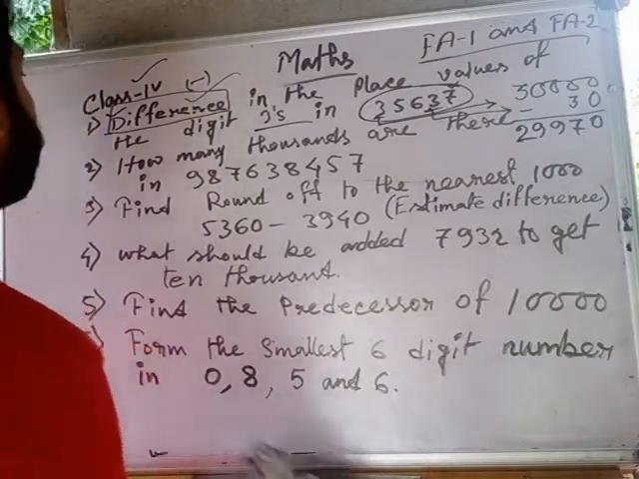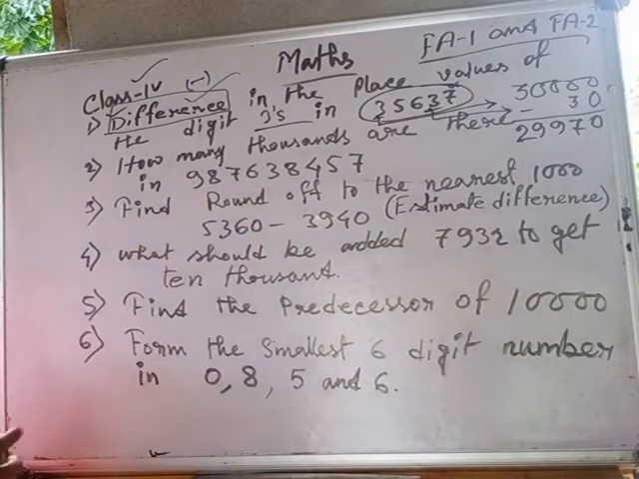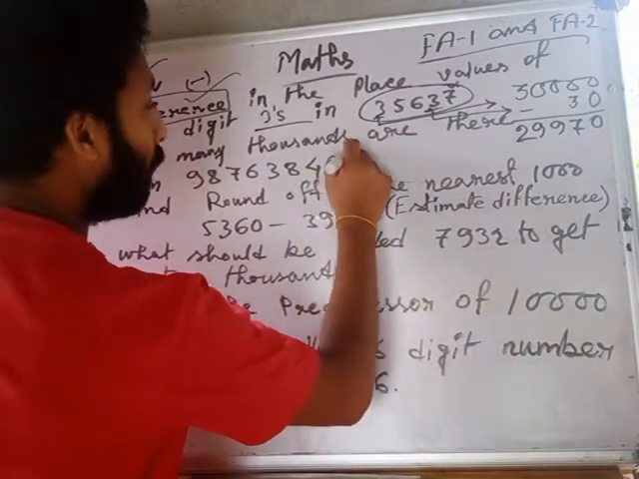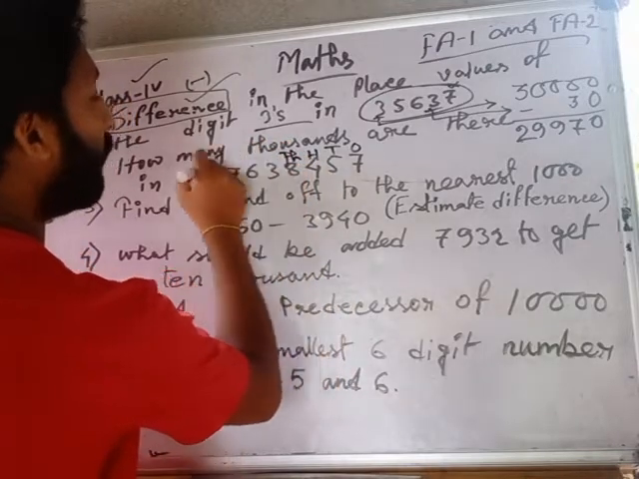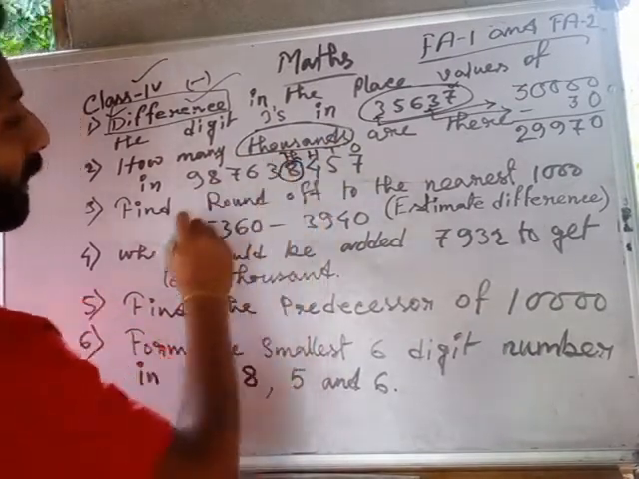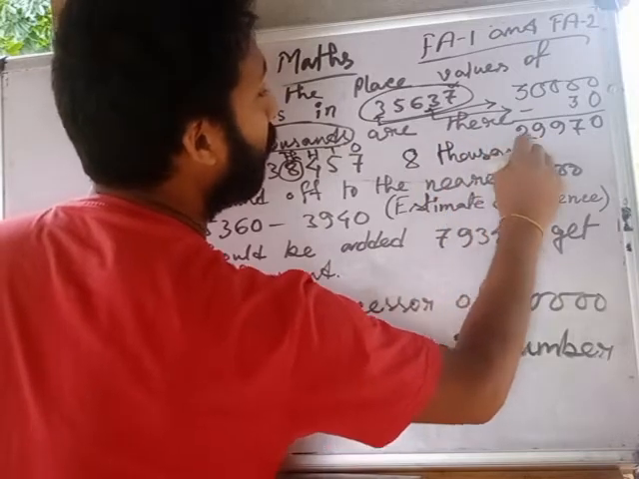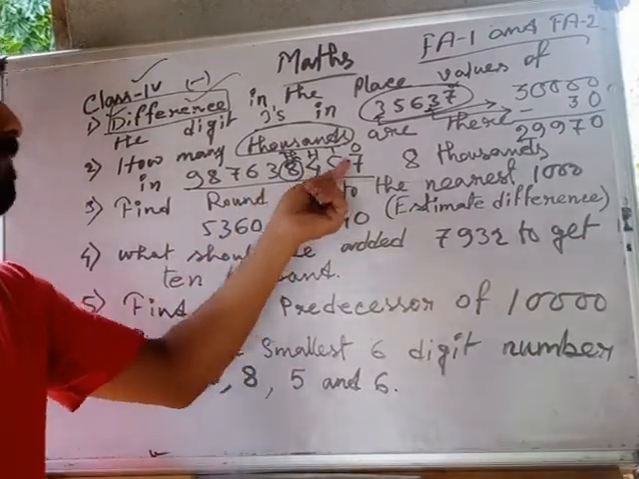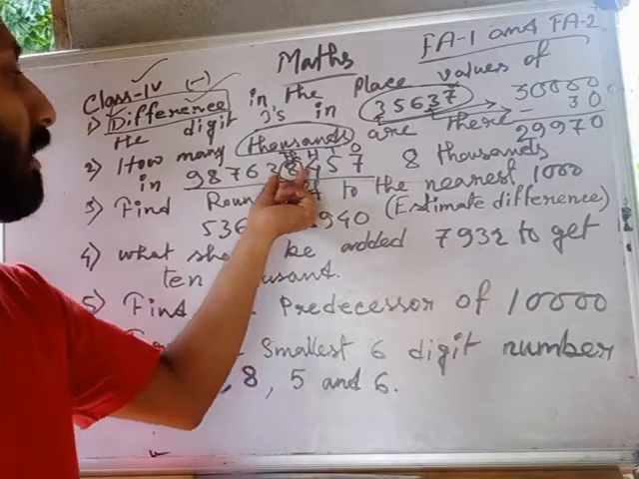So I will tell you the next. How many thousands are there in this number? That means you should write the number in the place values: 1, 10, 100, 1000, 10,000, etc. How many thousands are there? The thousands place is at the 8. That means 8,000. Because if you put the numbers in the place value chart, the thousands place is at the 8. That's why it is 8,000.